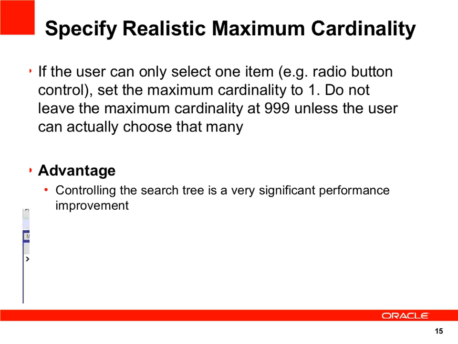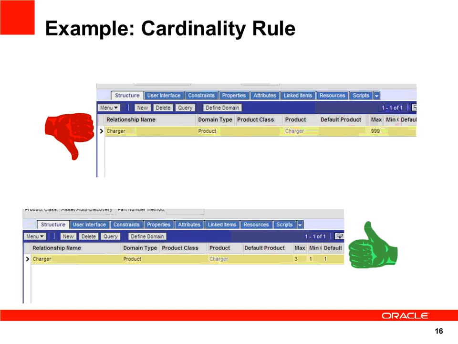And how can you do this? Let's see a screenshot. On top you can see a typical default cardinality rule, and below you can see a screenshot of something which is modified to the customer's needs. In this case, we only have the possibility of adding 3 charger products as maximum.